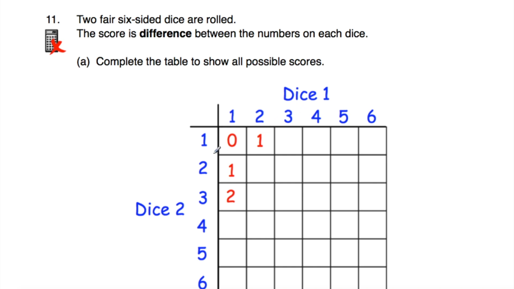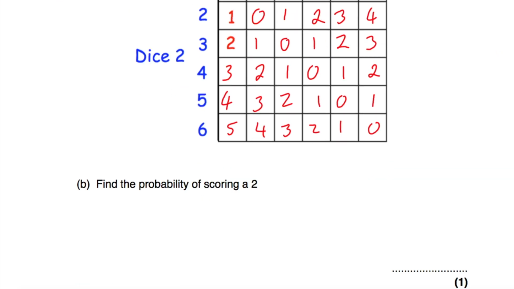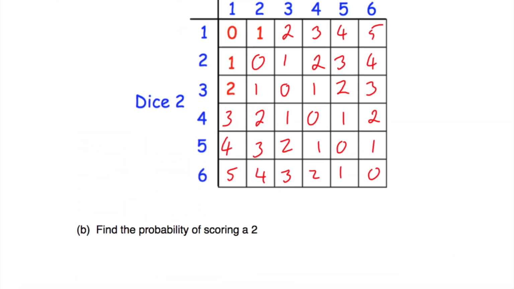So if we got a 3 and a 1, 3 take away 1 is equal to 2, 4 take away 1 is equal to 3, 5 take away 1 is equal to 4, and 6 take away 1 is equal to 5. So we filled out our table showing the difference between the scores on the dice. Okay, part B. Part B says find the probability of scoring a 2.